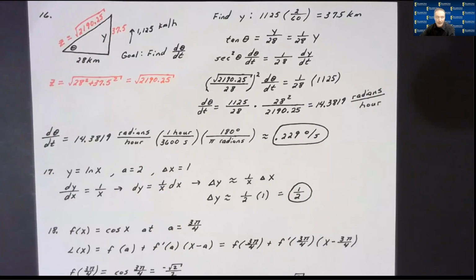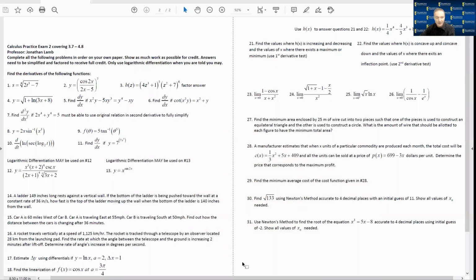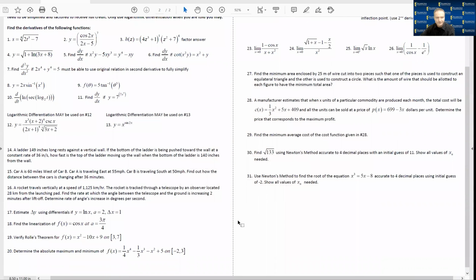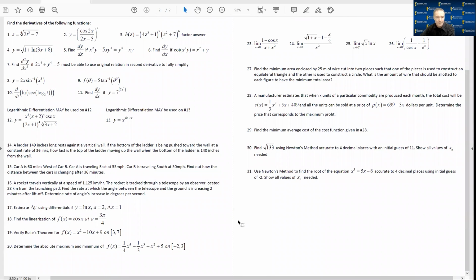Okay, up next, it's kind of anticlimactic once we move away from the related rates problems. The next ones are not as fun. Number 17 here, it asks us to estimate the change in y using differentials. And you're told that y is equal to the natural log of x, a is equal to 2. Please remember, a is just the specific value of x that you're interested in. And then the change in x is 1.